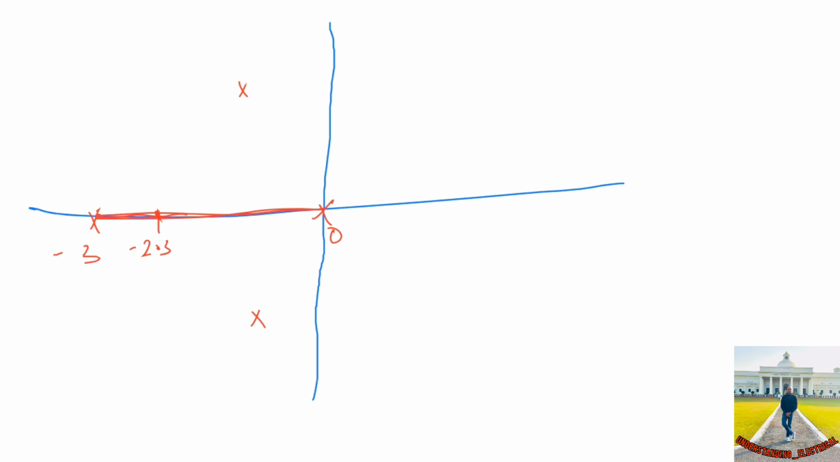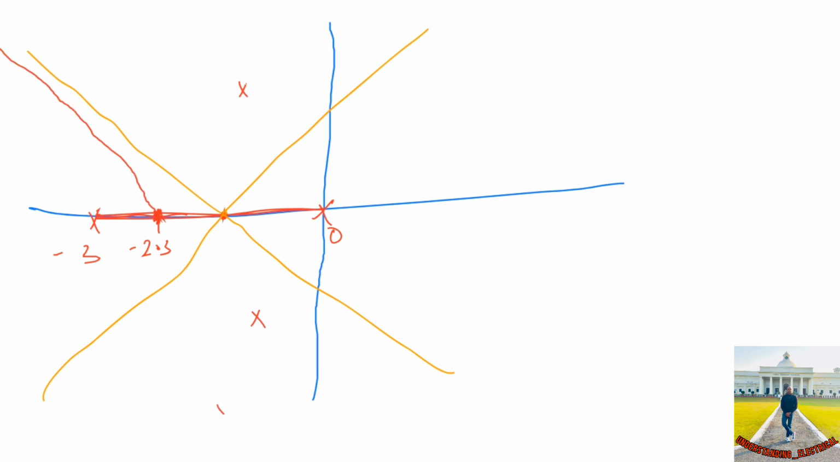So let's say this is your centroid, and from here I need to draw the 4 asymptotic angles: 45, 135, 225, and 315. So these are the 4 asymptotic angles, and these two loci are converging towards each other, and they will break away from minus 2.3. And definitely they are going towards the infinite, so they will go towards the infinite along with these 2 asymptotic angles.